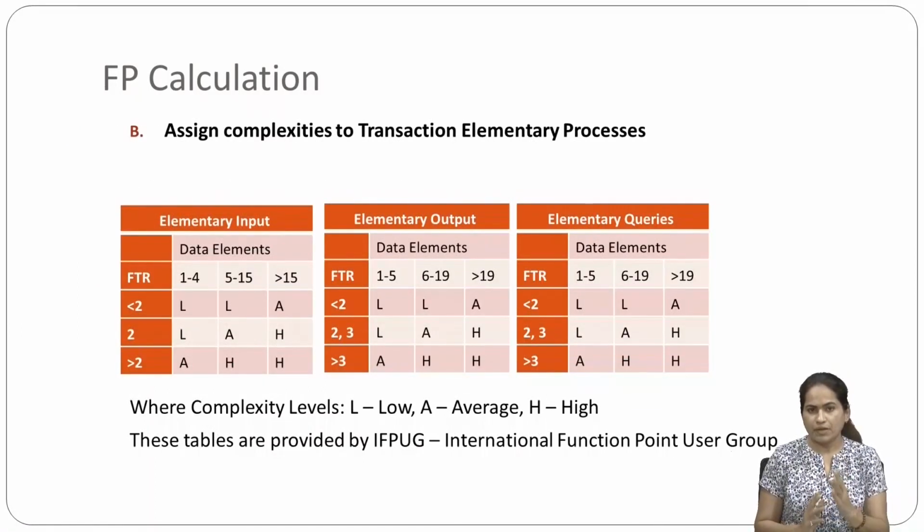After that, different tables are given to you to understand how complexities will be assigned if you have elementary input, elementary output, and elementary queries. These are for EI, EO and EQ, right? The complexity levels are the same. L stands for low, A stands for average and H stands for high. And these tables are provided by IFPUG, the International Function Point User Group.